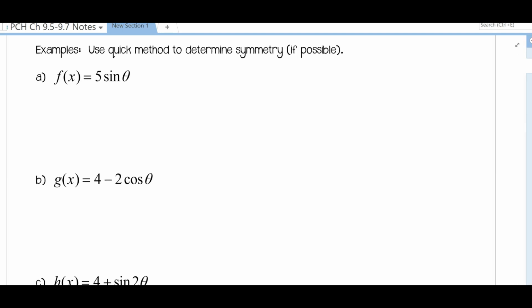For part A, we've got f of x equals 5 sine theta. So we see that it only has a sine theta here. It's got a sine theta. So we know that this is going to be symmetric with respect to theta equals pi over 2.